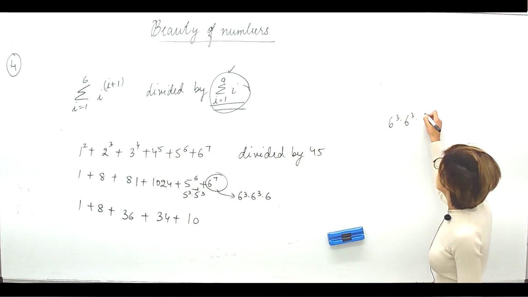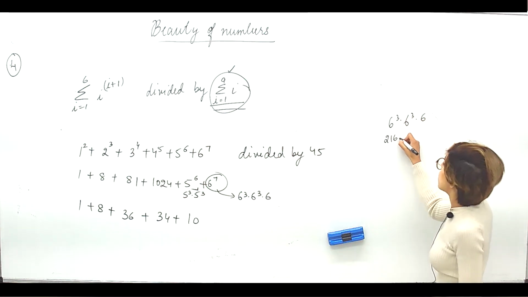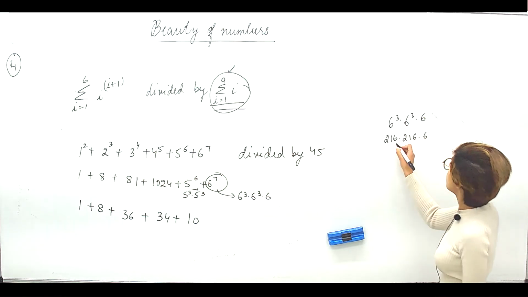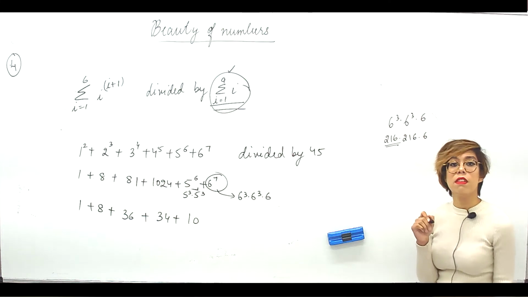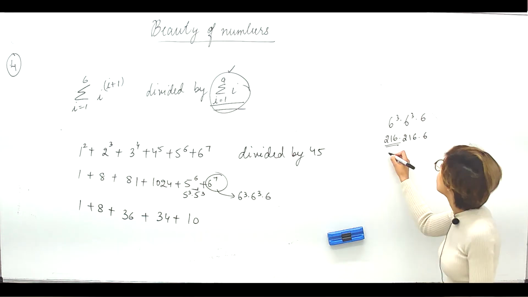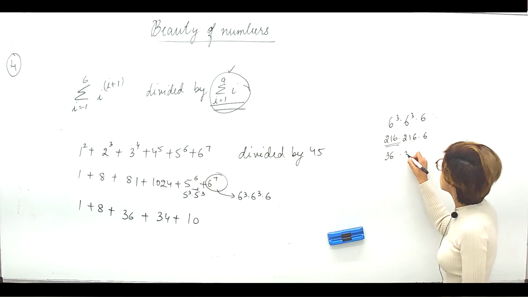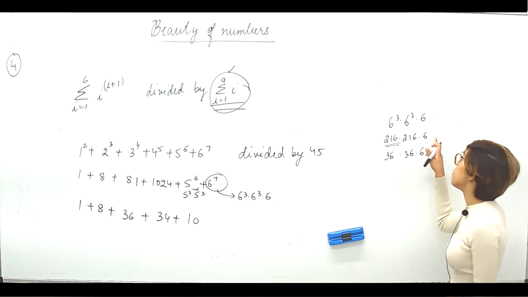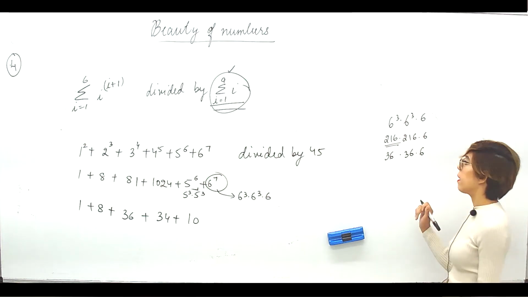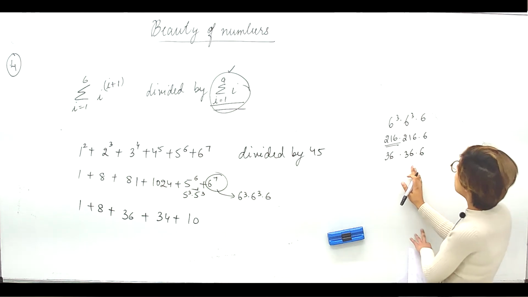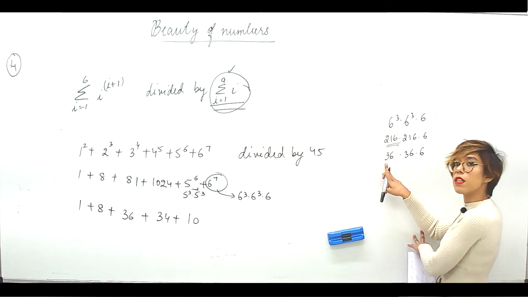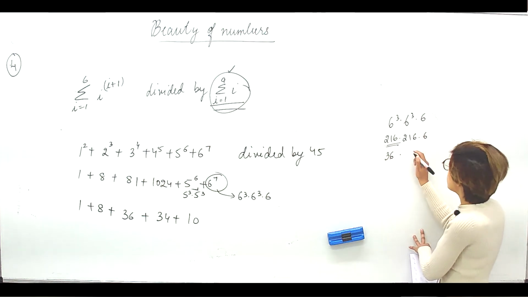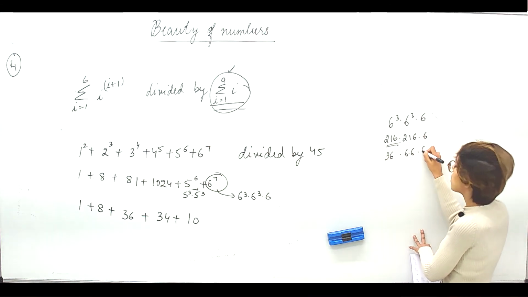Now we have to check the remainder. Now this is 216. So 216 into 216 into 6. Then I divide 216 by 45. The remainder is 36. So 36 into 6 as it is, obviously, because the remainder 6 stays. Now I know that when I divide 216 by 45, the remainder is 36. So let me write this 36 as 6 into 6 and this 6 as it is.